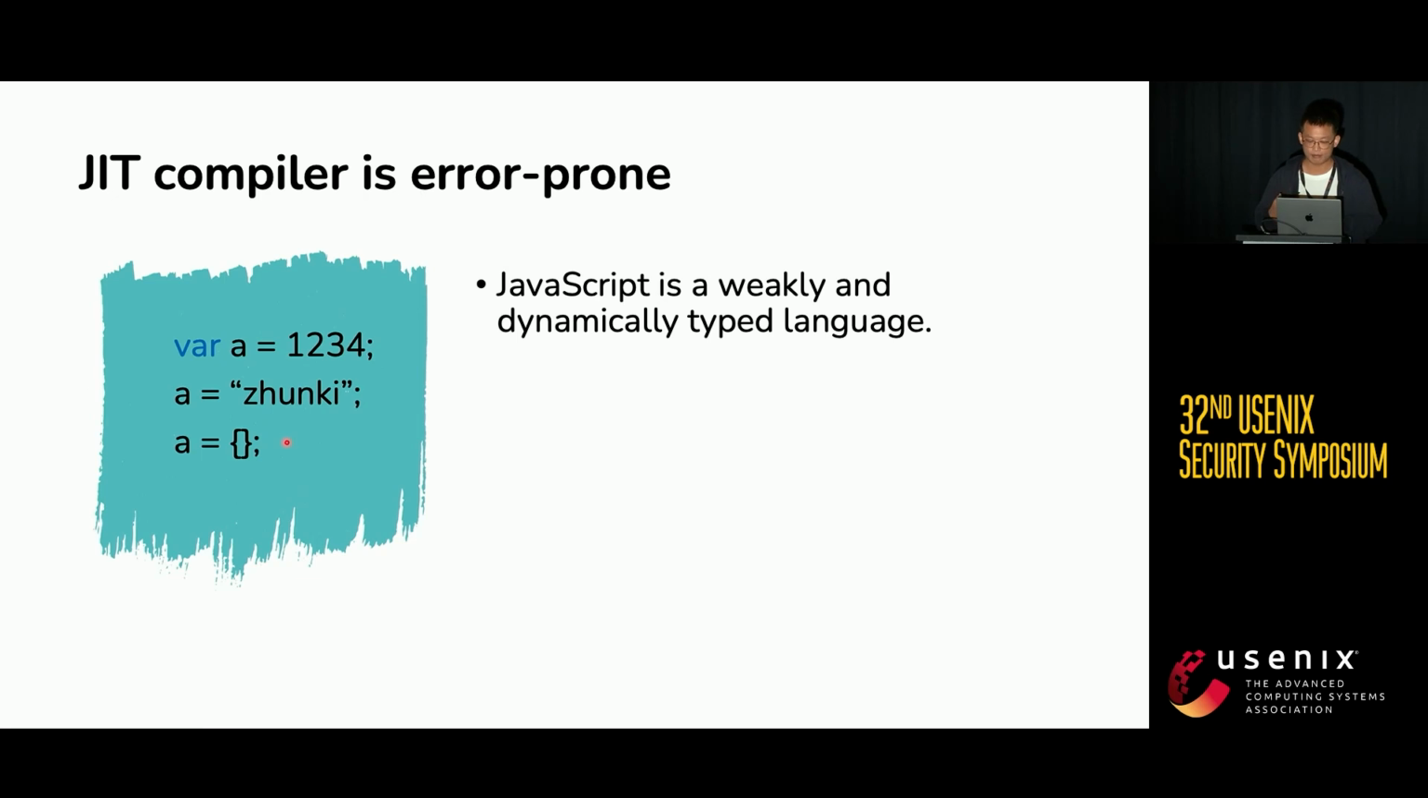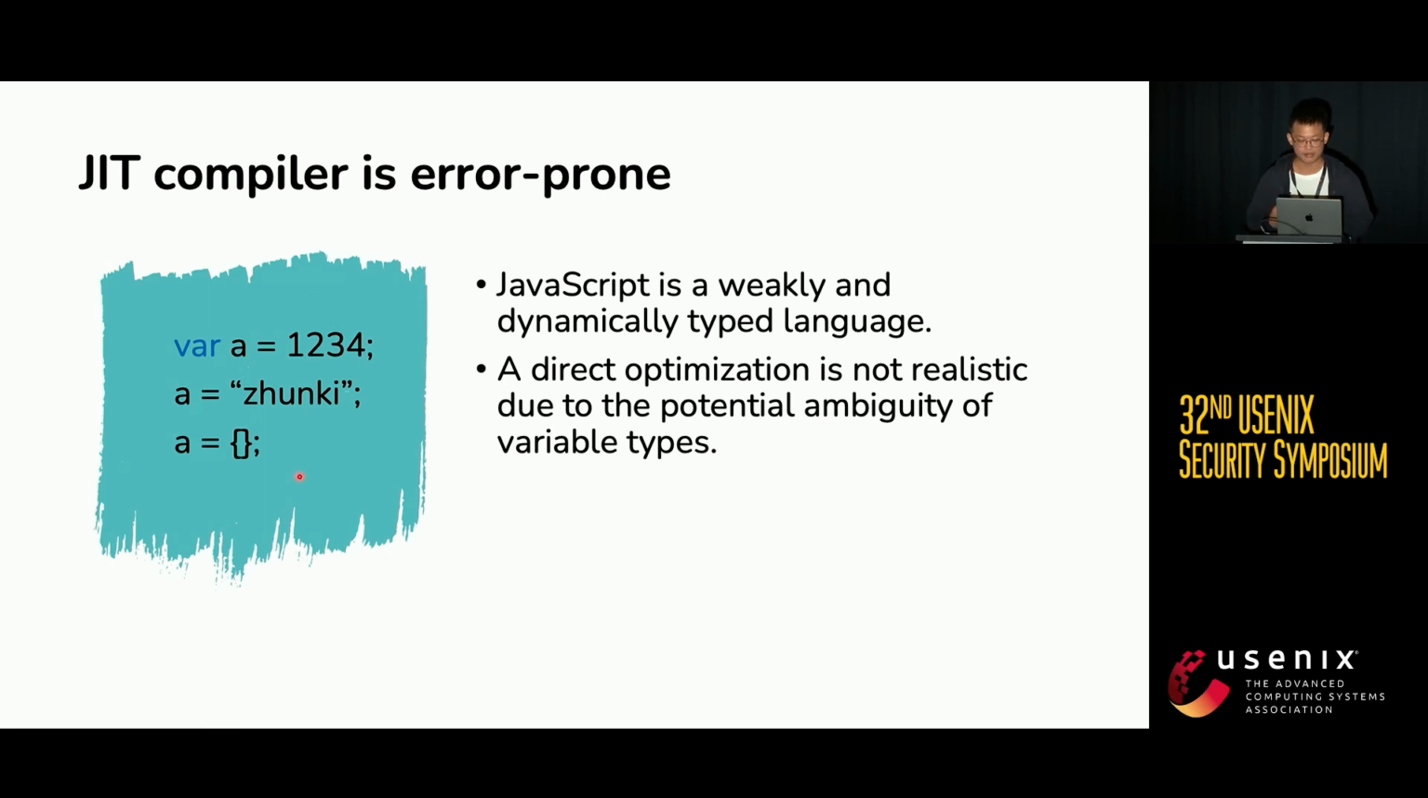However, JIT compiler optimization is very challenging and error-prone. It is mainly because JavaScript is a weakly and dynamically typed language. For example, on the left side, the variable a can be assigned first by an integer, then by a string, and then by an object like a dict, array, etc. This is not allowed in some strongly typed languages such as C, C++, or Java. But it is very common in JavaScript.